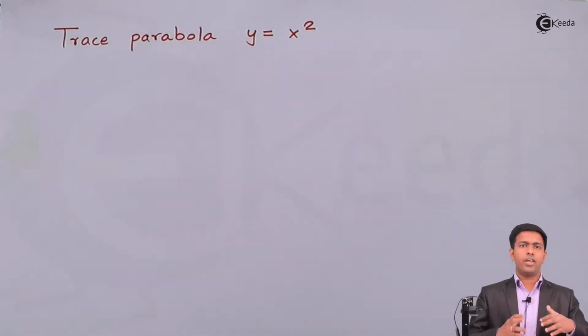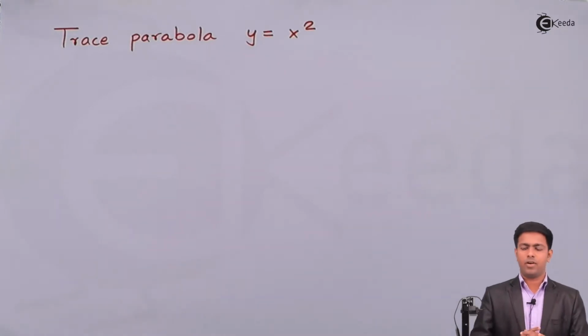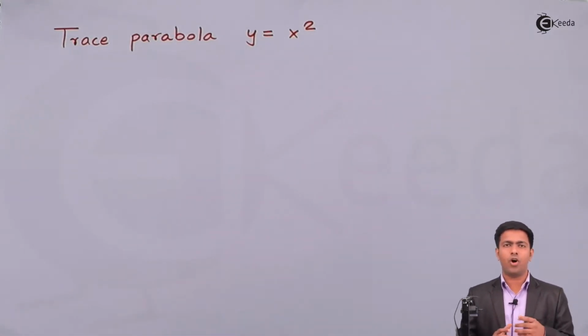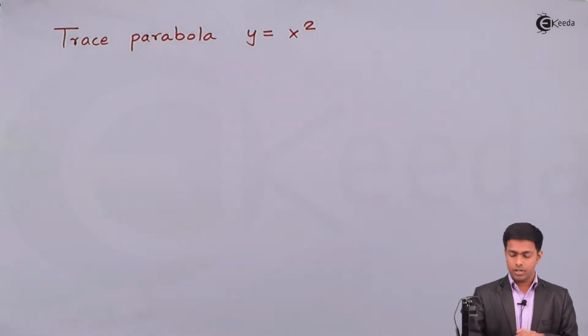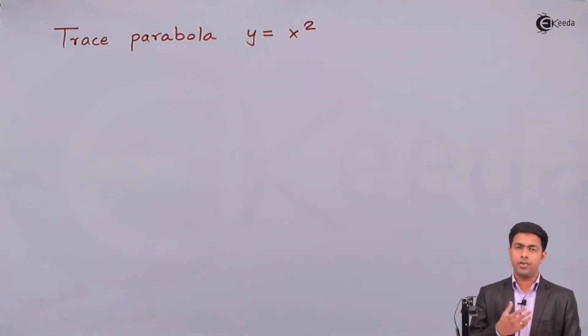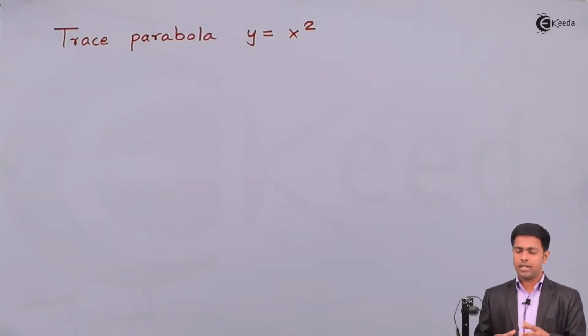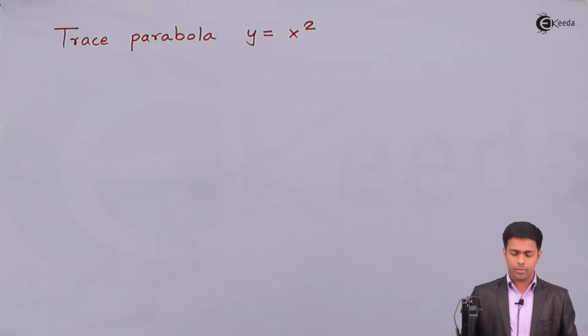So here we are going to trace a parabola y equal to x square by using the characteristics of curve tracing that we have learned. So guys, to trace the parabola, or to understand the shape of the parabola, I'll start with the first property which I've taught you, that is the point of intersection, and then we will see the critical point, and by using that we will trace the parabola.